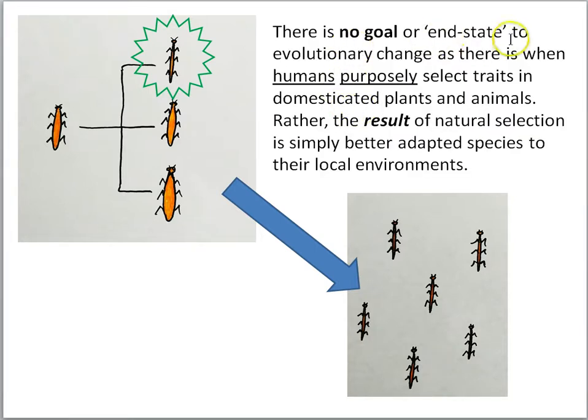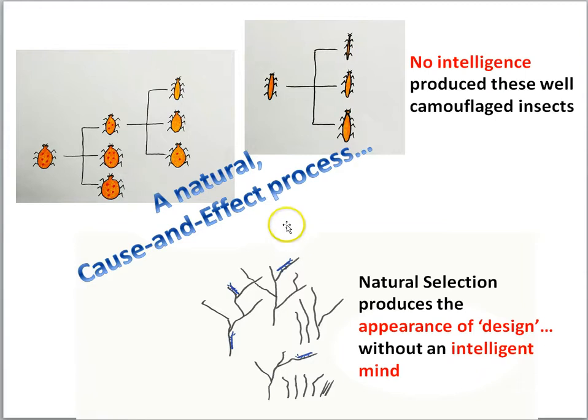So there's no goal or end state to evolutionary change, as there is when humans purposely select traits in domesticated plants and animals. Rather, the result of natural selection is simply better adapted species to their local environments. And so, natural selection is a natural cause and effect process that produces well-camouflaged insects, but there's no intelligence, in a sense, driving this process. Natural selection produces the appearance of design without an intelligent mind.